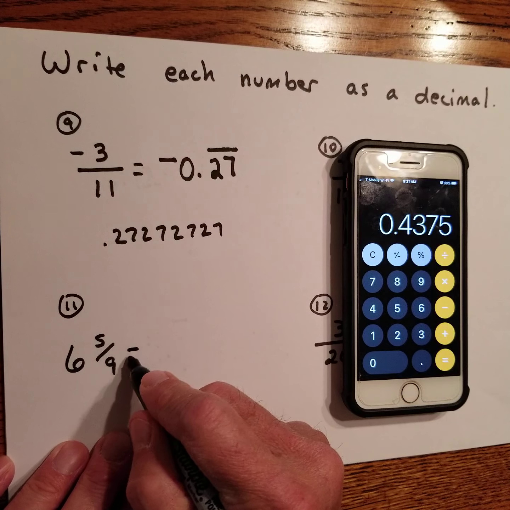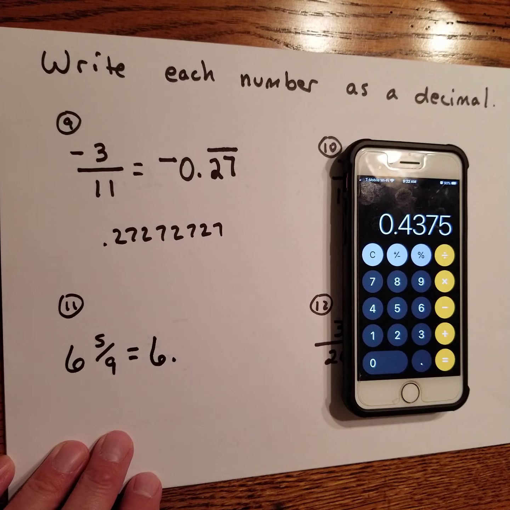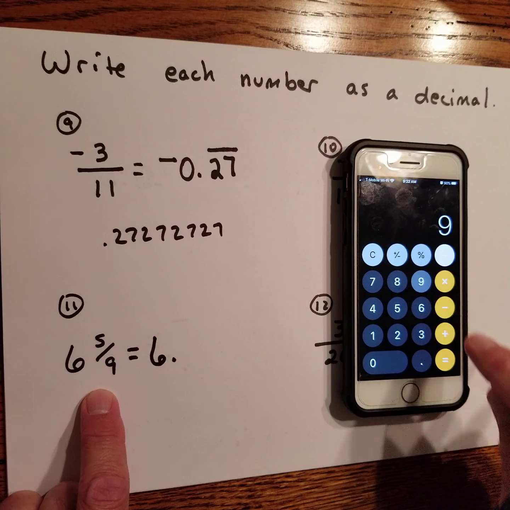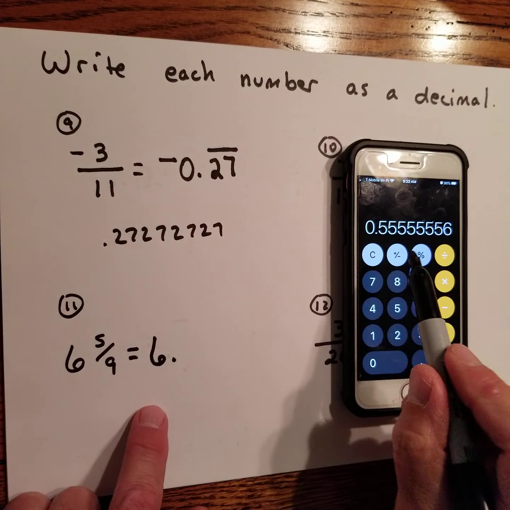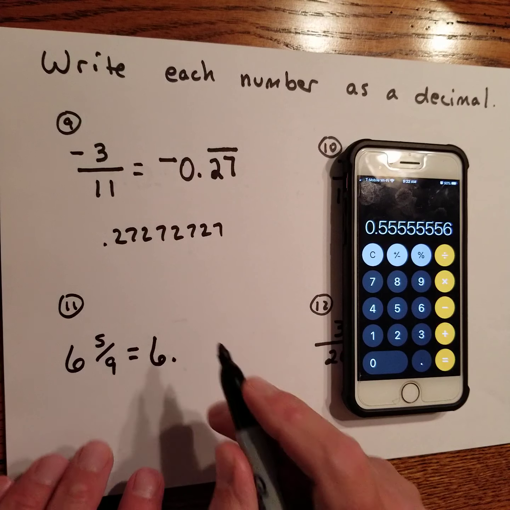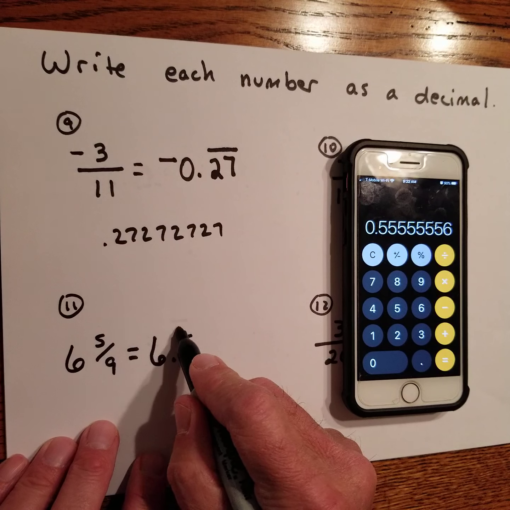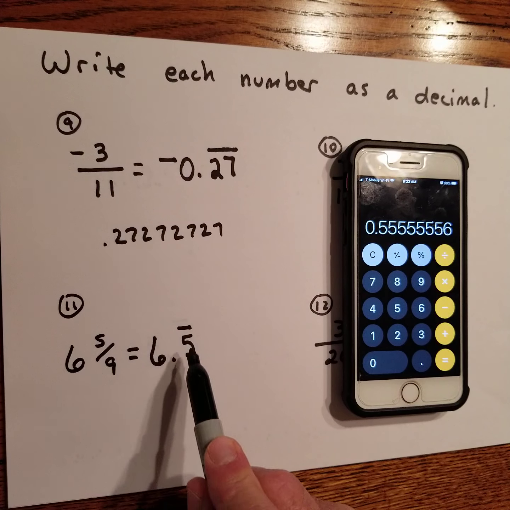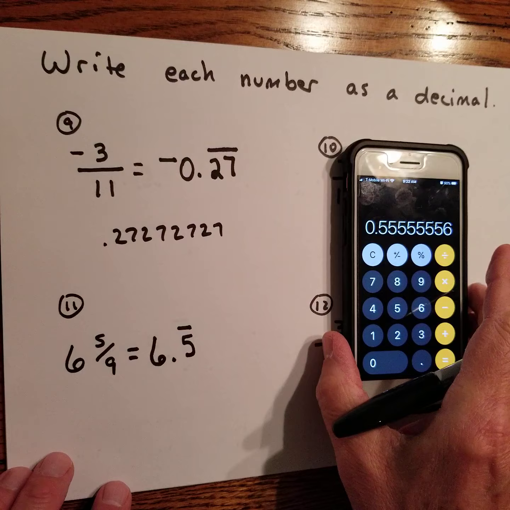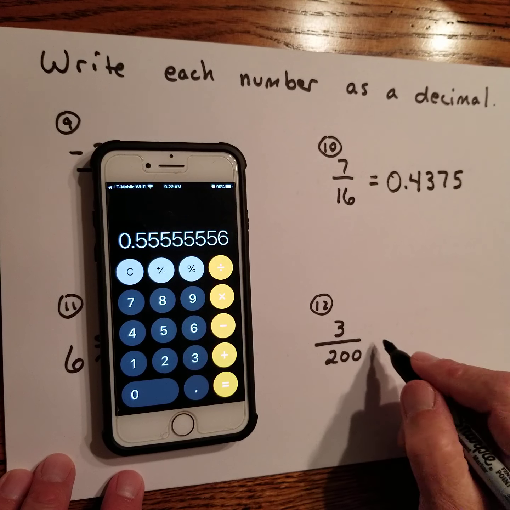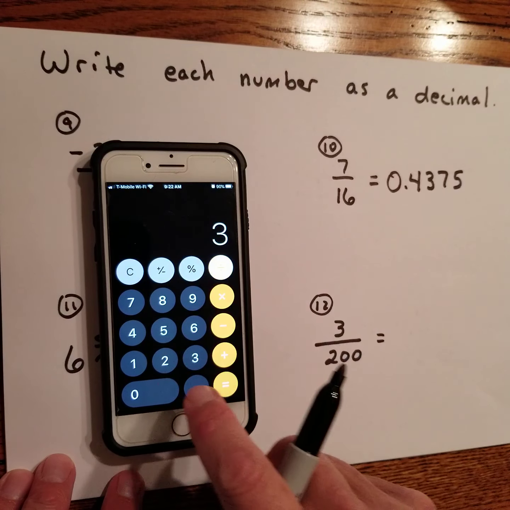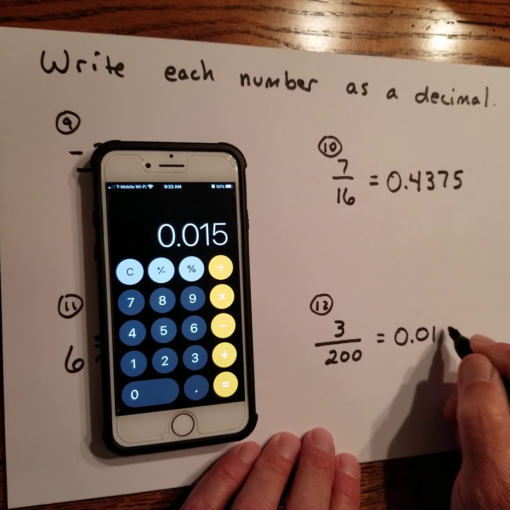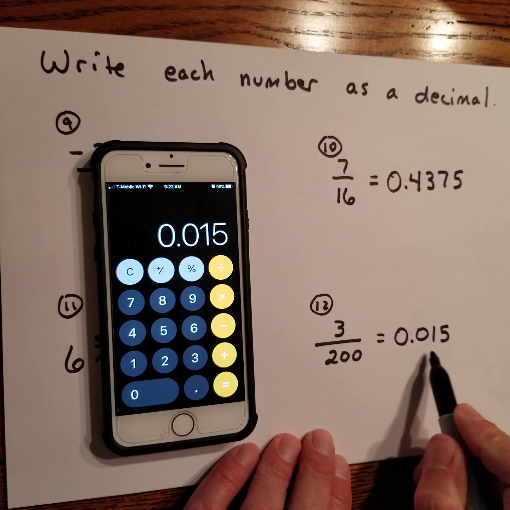Number 11 is a mixed number. Copy the 6 and change 5 ninths, 5 divided by 9, into a decimal. It's 0.555 repeating. We'll show that as 0.5 repeating. There's your best answer for number 11. When the decimal repeats, that's when we use the bar. For number 12, it's 3 divided by 200, which is 0.015. It doesn't repeat, so we show the whole decimal.